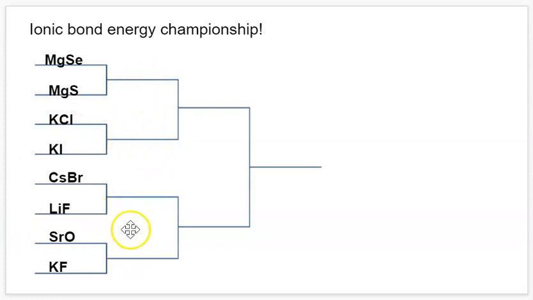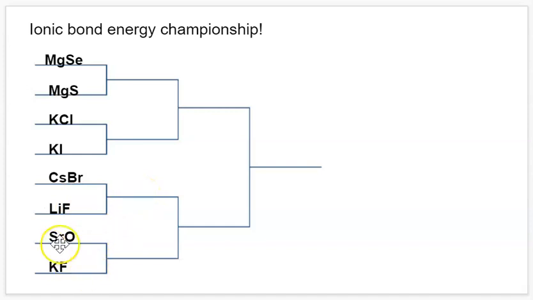All right, the next section, cesium bromide versus lithium fluoride. +1, -1, +1, -1. So we're going to have to defer to size again. Cesium and bromine are pretty big atoms. Lithium and fluoride are pretty small atoms. So the size is going to win here, and lithium fluoride is going to move on.